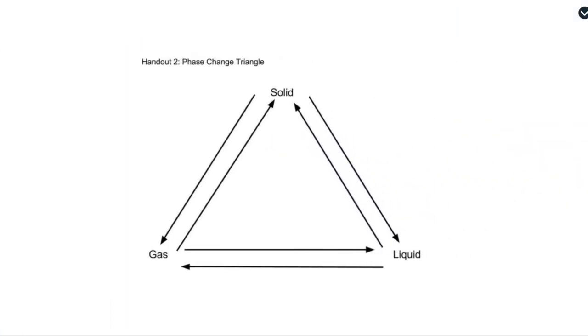All right. First thing that we're going to do in your notes is open up your packet, and in your packet, you are going to find this triangle. You can either take notes directly on this triangle in your packet, or you can draw this into your notes, and that will work as well. But let's go ahead and take a look at the phase change triangle.